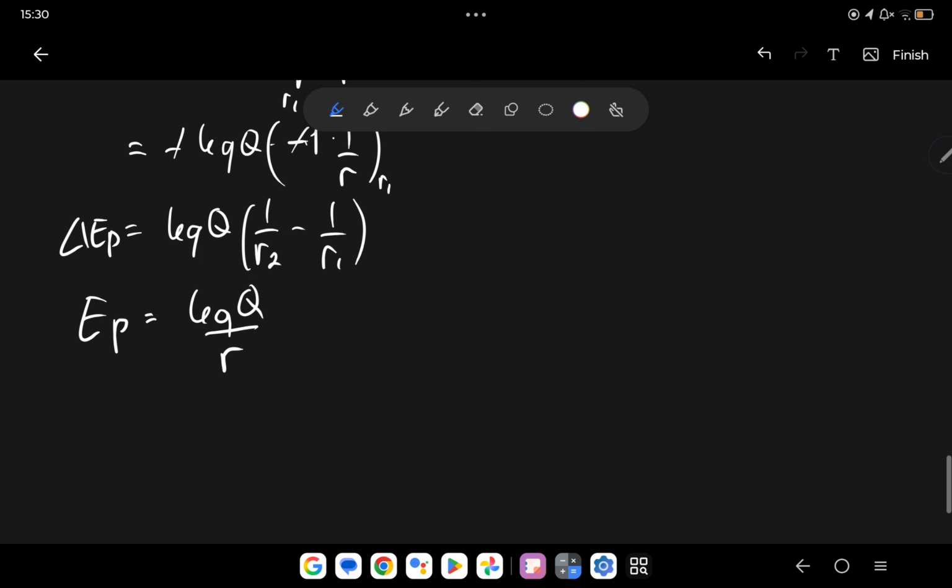Very similar to F, if you may see. But if we multiply by R, then we'll get it. So F multiplied by R is equal to EP. EP is in joules.